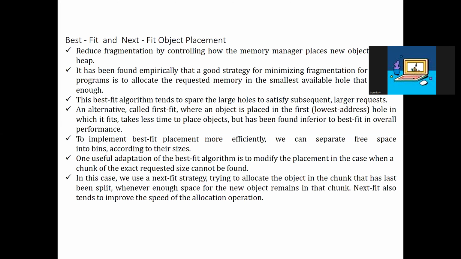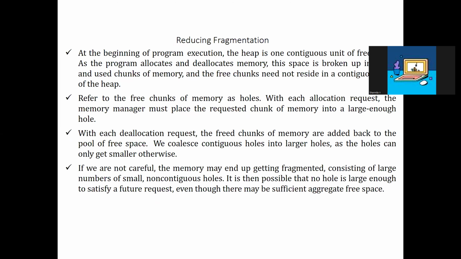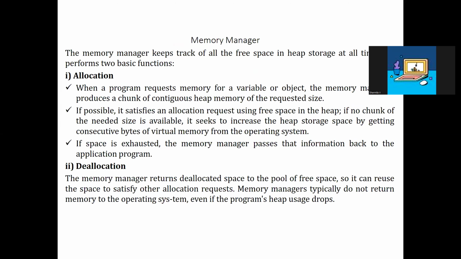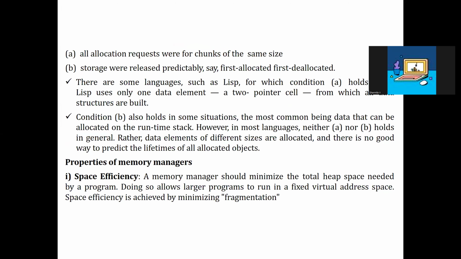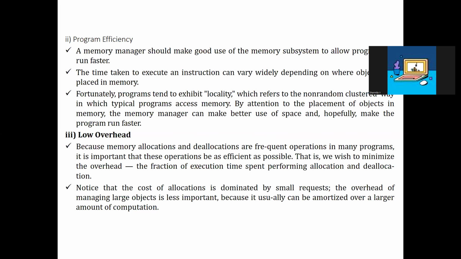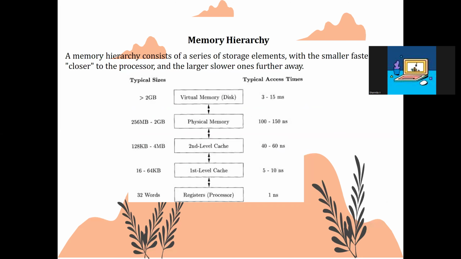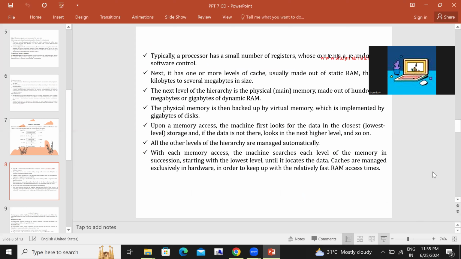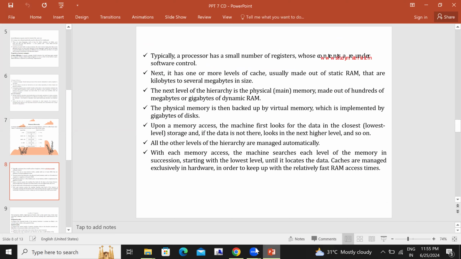So here we have discussed what heap management is, the different topics covered in heap management, and the advantages of heap management, that is, the memory manager. In that, we discussed allocation and deallocation, and the different properties of the memory manager: space efficiency, program efficiency, low overhead, and memory hierarchy. We also discussed the pattern of typical access time. I hope you understand memory management in heap management. Thank you.